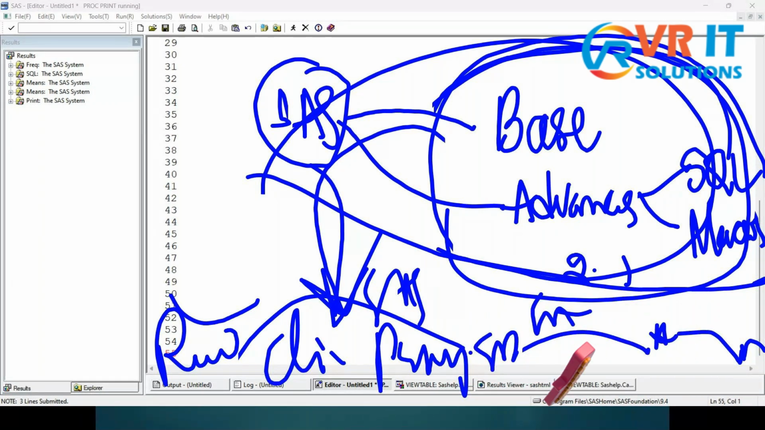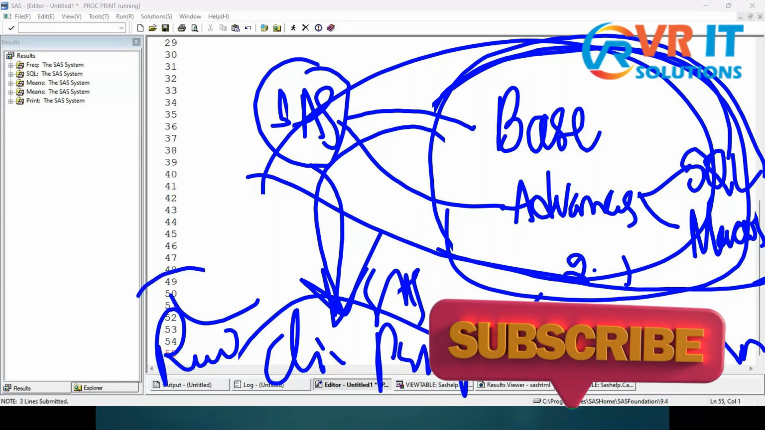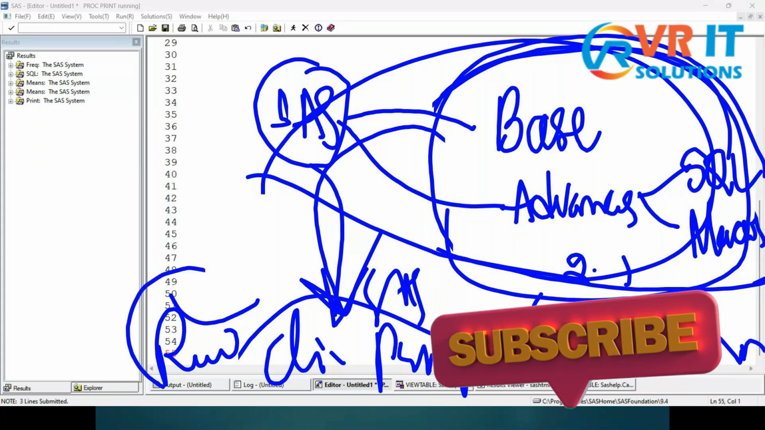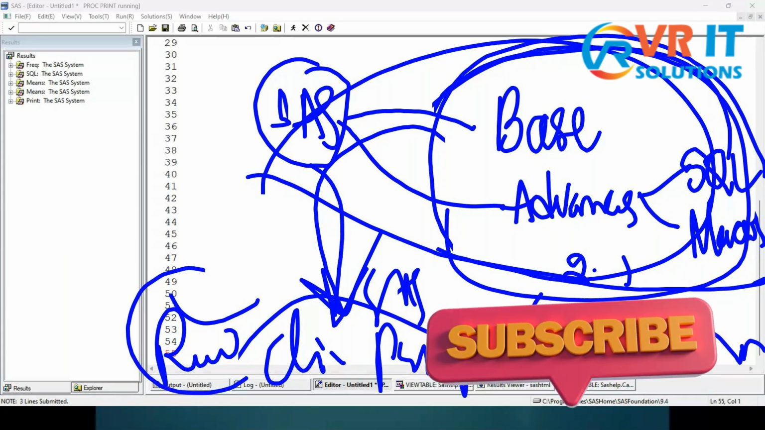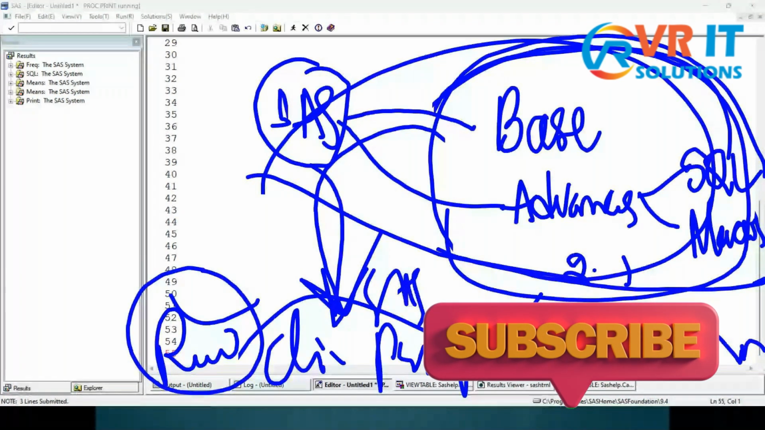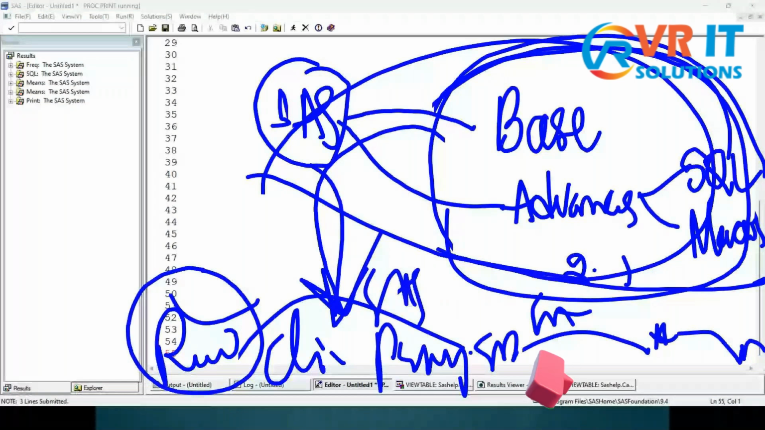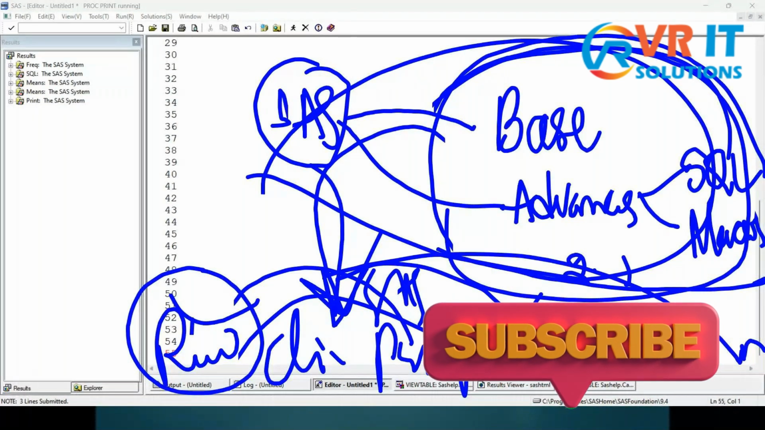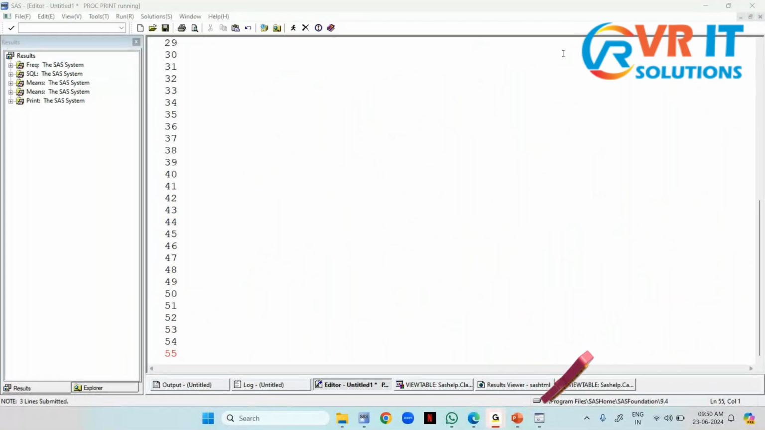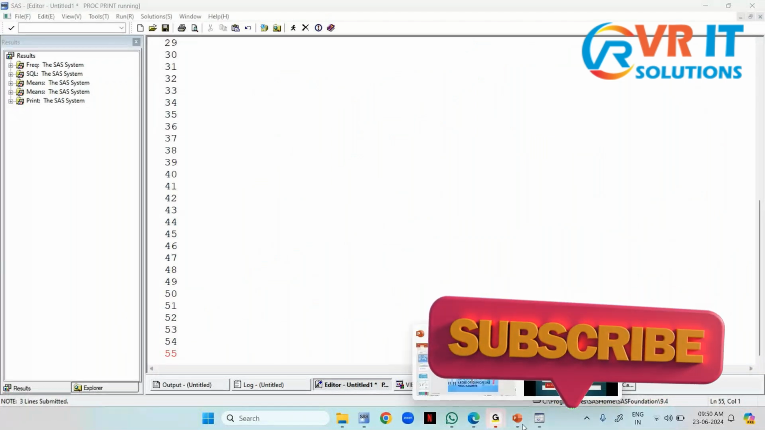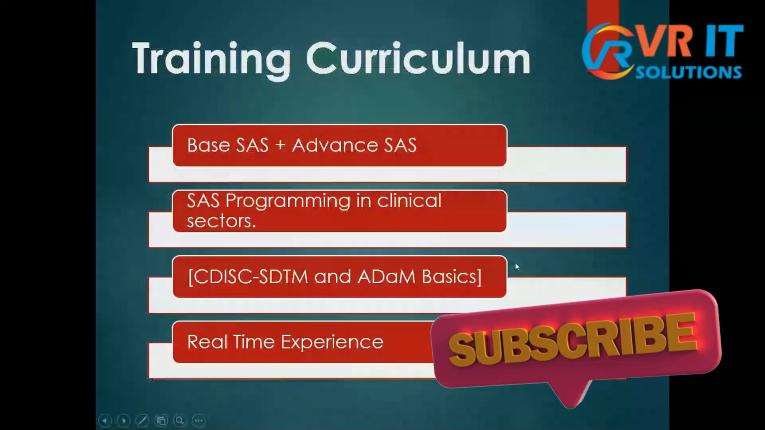We will get real-time data, I mean data from a real clinical trial, and we are going to convert it. We are going to derive all of this because this is what we are going to submit to the FDA, right? And yes, this is the structure of our course.